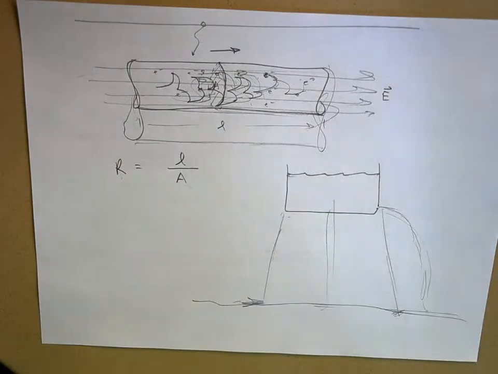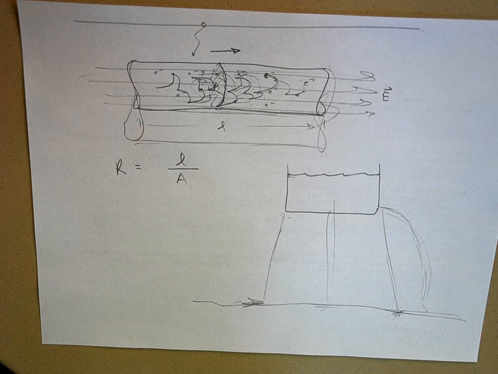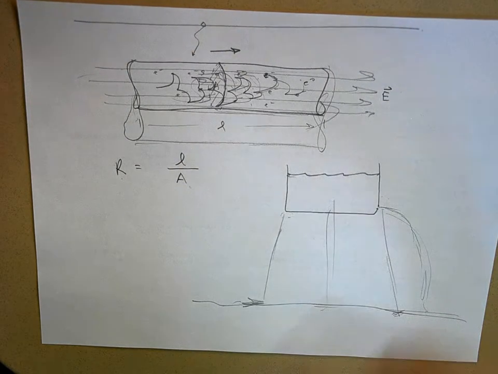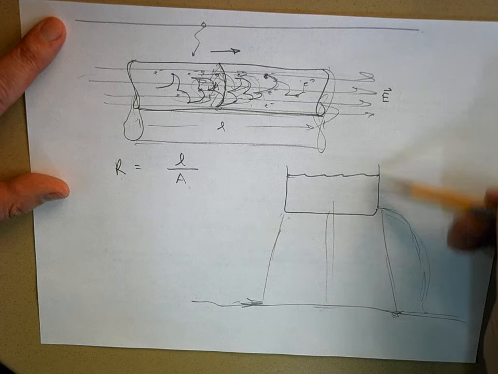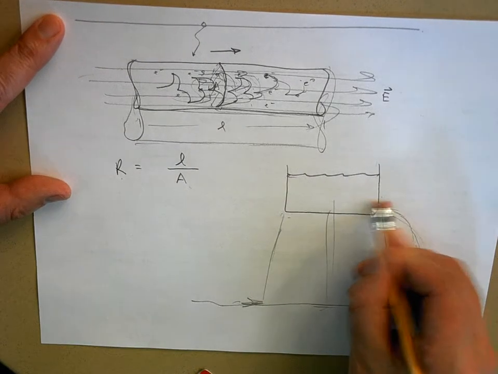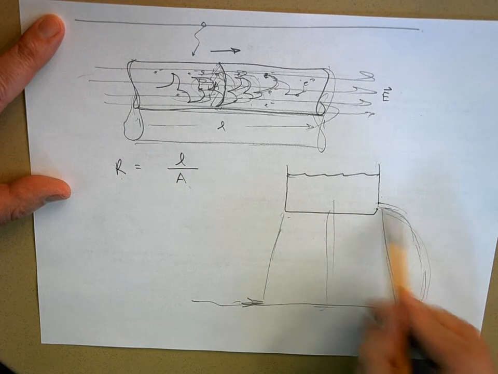All right, what if I made the area bigger of that hole? What's going to happen? More water's going to come out for the same water pressure. This has a certain water pressure right here because of how much water there is above it. If I make the hole bigger, like that big, you're going to get a whole lot more water.